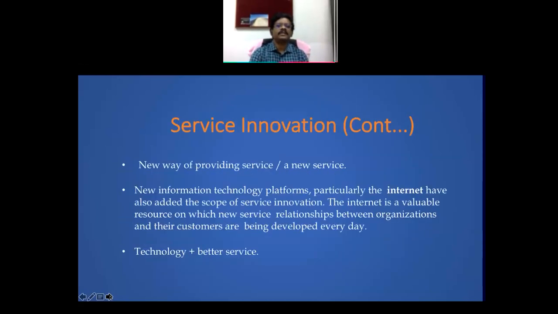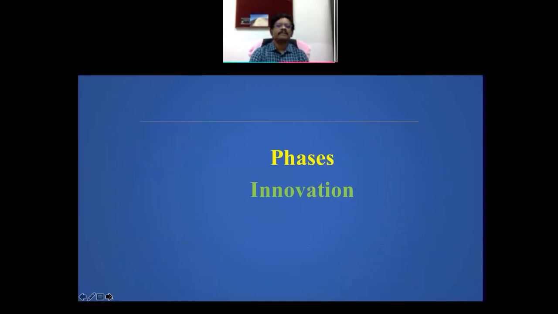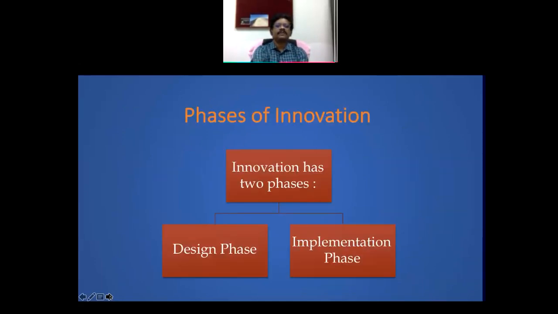So then let me look at the phases of innovation. The phases of innovation are two: the designing phase and the implementation phase. Whenever you are looking for any kind of innovation to become an entrepreneur, because innovation is required to become an entrepreneur, you can see the designing phase level and the implementation phase level. So the two phases are there.